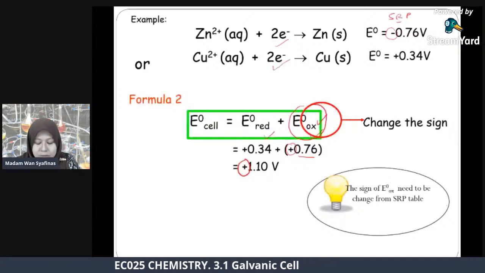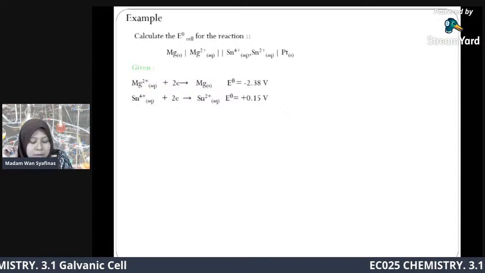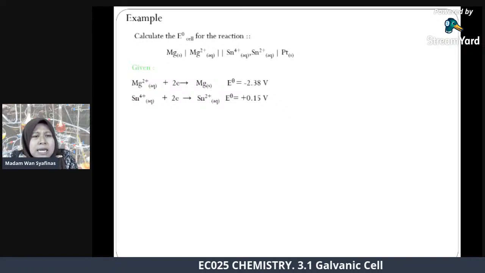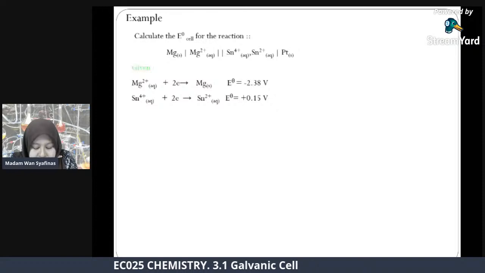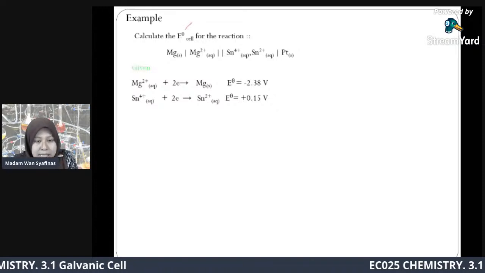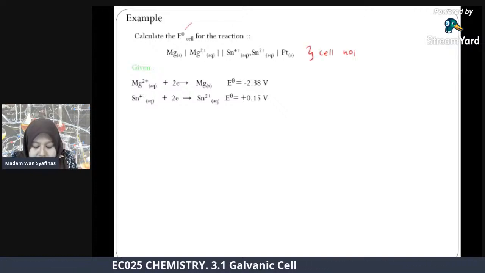Okay, for example this one. Ni kita ambil contoh lain. Tadi semua contoh zinc copper je kan. So sekarang ni kita ambil contoh lain. So untuk contoh ni dikata calculate E naught cell. Naught tu standard lah. Standard cell potential for the reaction. So dia bagi kat kamu dalam bentuk cell notation ni. Ini adalah cell notation. Okay, dia bagi magnesium solid.